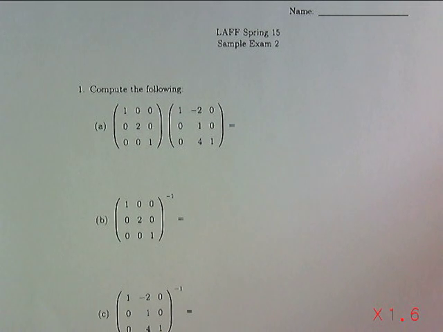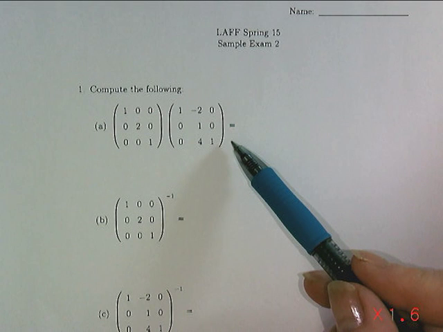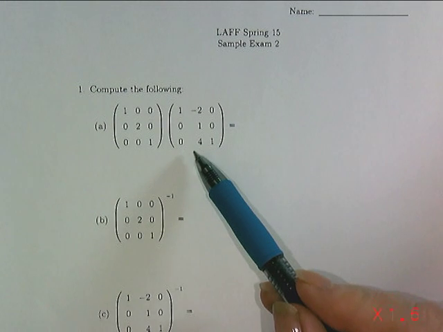Let's answer the sample exam number 2 questions, but we're going to be really smart and try to reduce the amount of computation that we need to do. So the first question is, first, multiply these two matrices together.